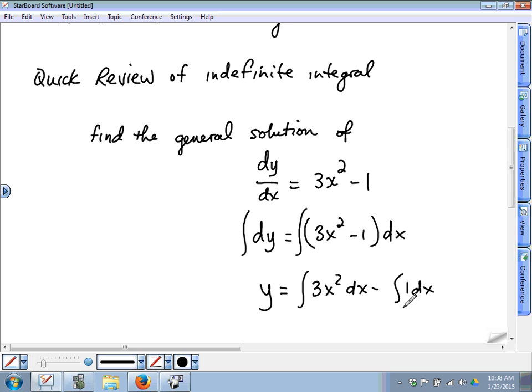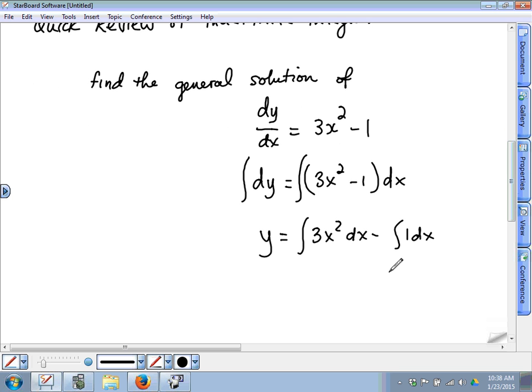You following still? So it sounds like some of you have the right idea. When you're taking the integral of something with a power, you increase the exponent by 1, and then you divide by it, right? So this is going to be 3 times x to the third over 3 minus, which dx just turns into x.